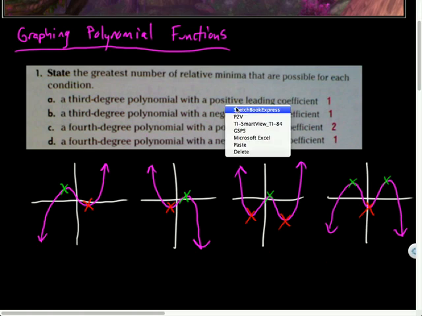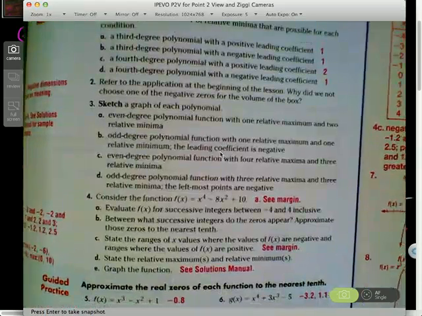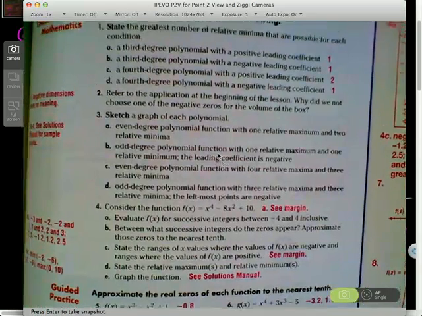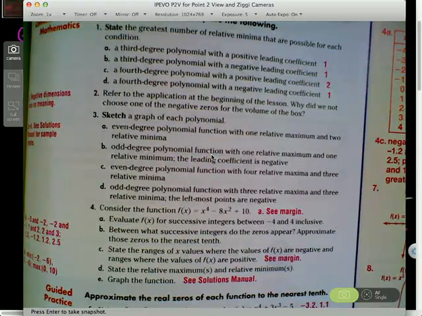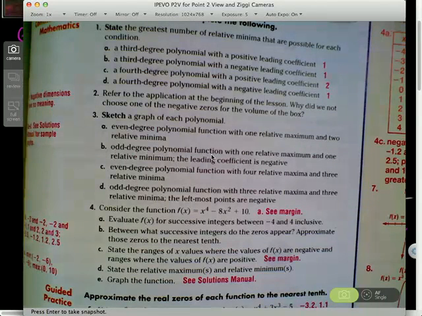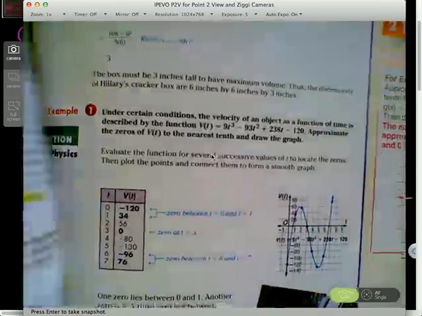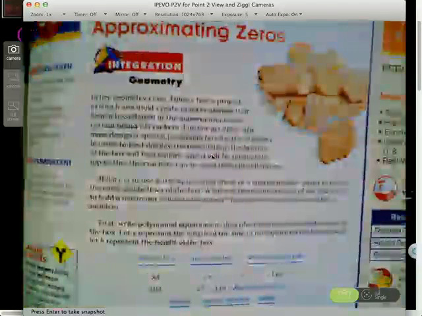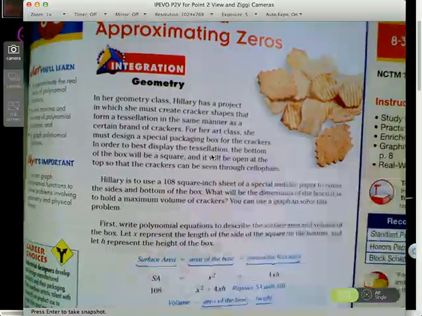Other questions that I could help you guys with? Did we have problem 2 assigned? I think so, right? Why did we not choose one of the negative zeros for the volume of the box? You'd have to flip back a couple pages. It looks like some sort of crackers or Chex Mix.